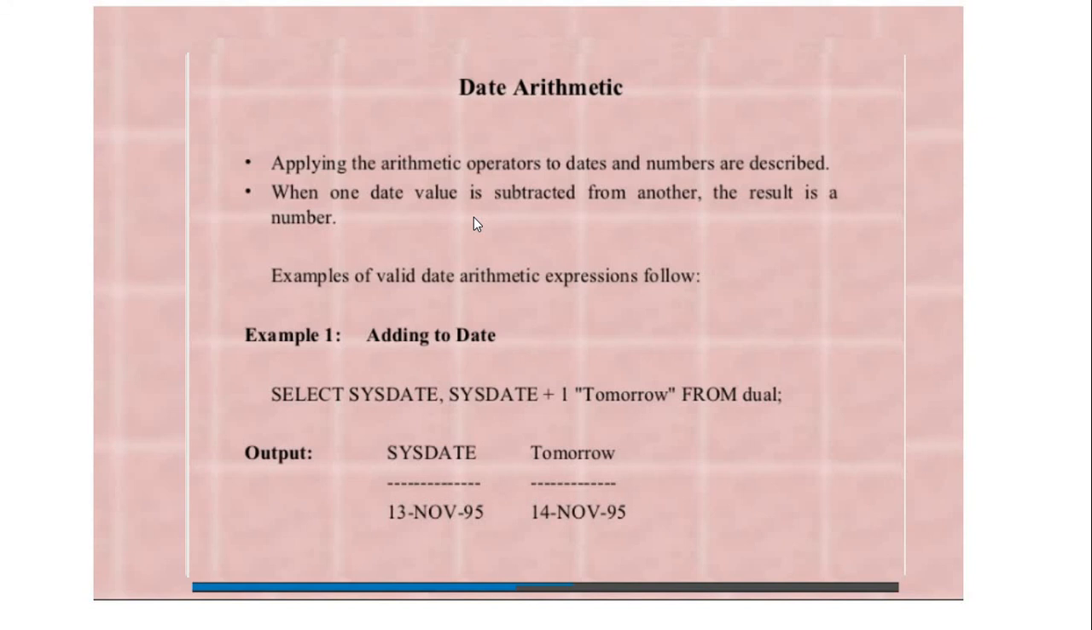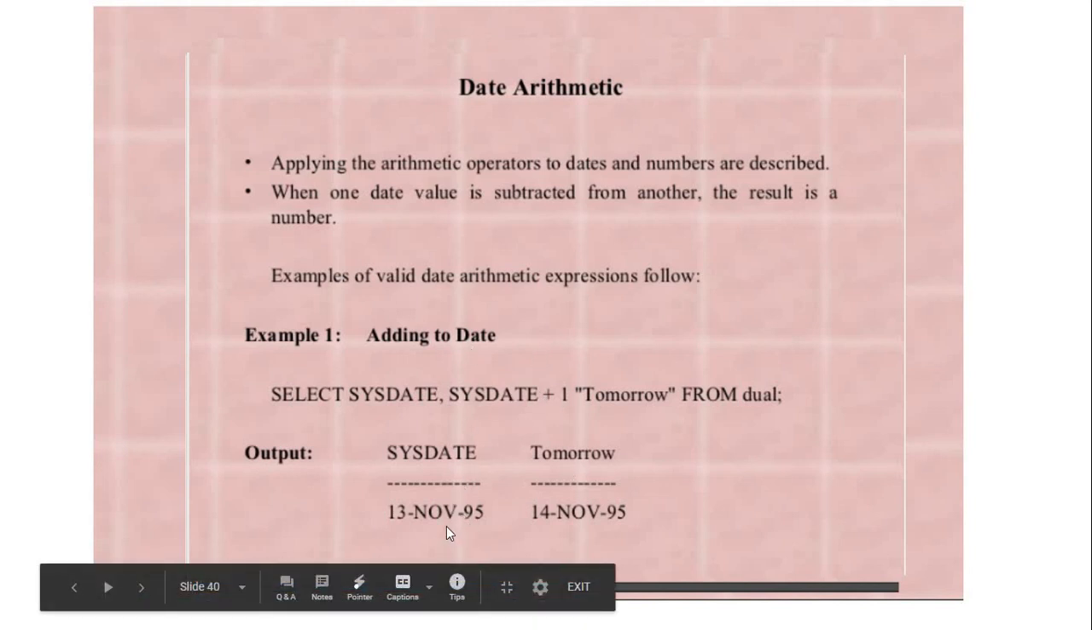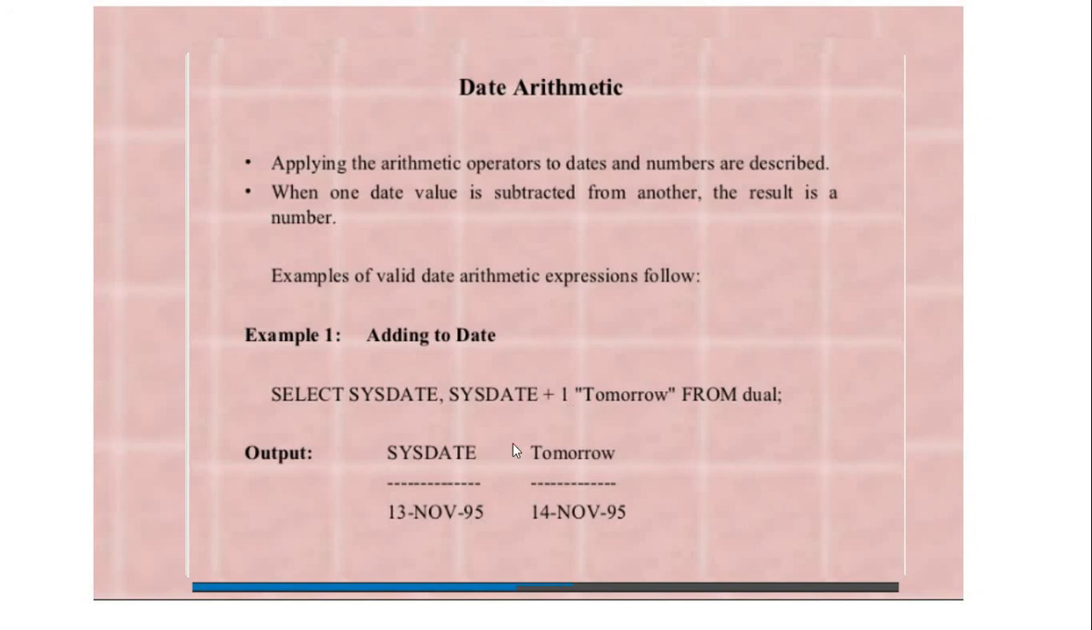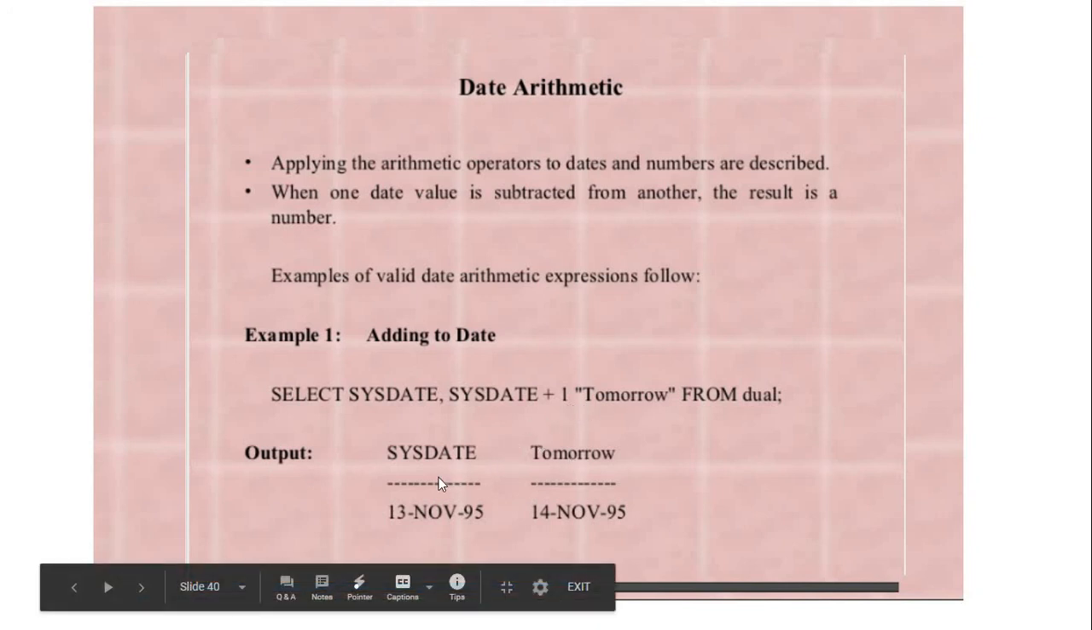We can also apply some arithmetic calculations on the date data type. For example, if we add 1 to any date, it will be incrementing the date by 1. Like here, if we do select sysdate, sysdate + 1, it will be telling us that after incrementing the sysdate, we will be getting tomorrow's date.